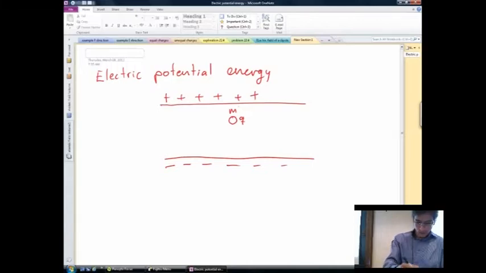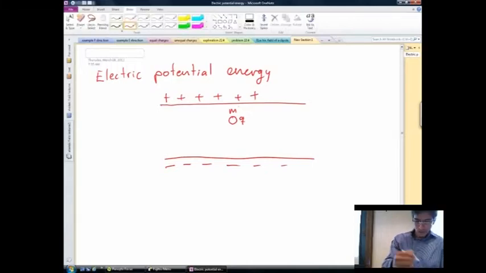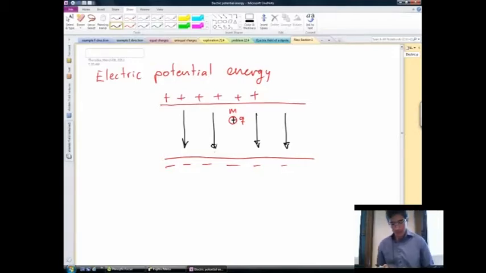And of course we have an electric field between the plates that is pointing from the positive plate towards the negative plate. Now let's assume that this charge is positive. If it was negative, the analysis will be pretty much the same. So what's going to happen when I let go of that charge at that location?